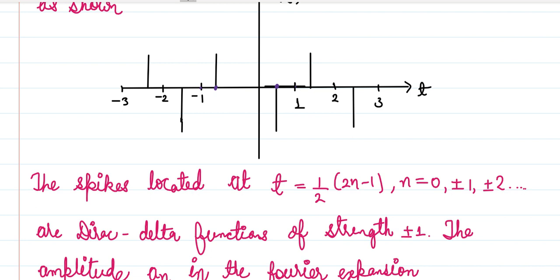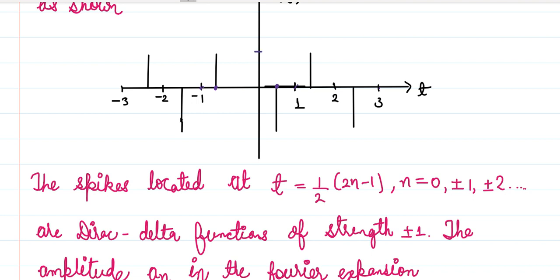So it is a periodic function with some period. Can you find the period of this function? You can easily find it: from minus 1 to plus 1 the pattern is the same, and again it repeats from 1 to 3. 3 तक फिर repeat हो रहा है. So you have the same pattern in an interval of 2. Minus 1 से 1 तक, so the time period is going to be 2 here. And these are Dirac delta functions of strength plus minus 1.